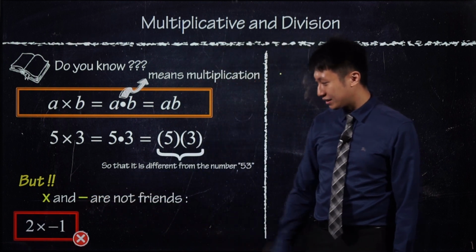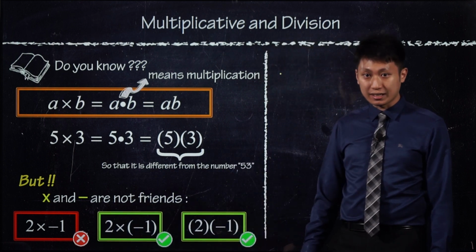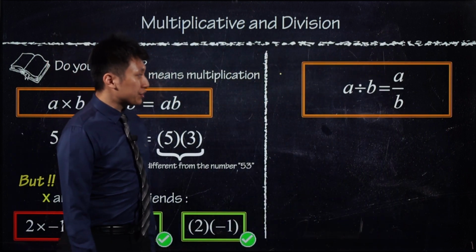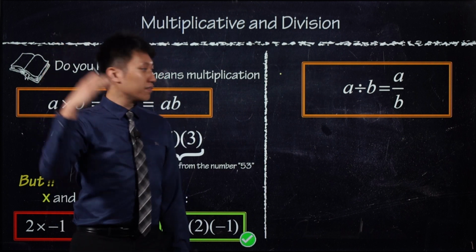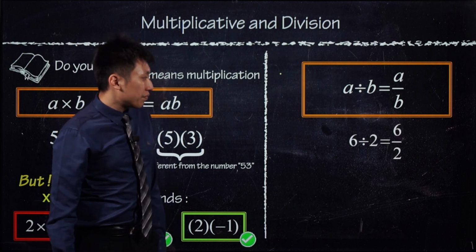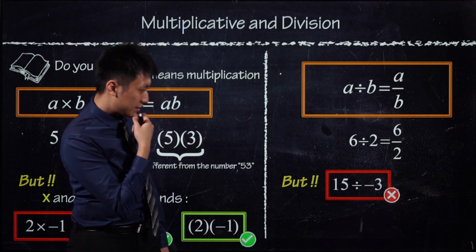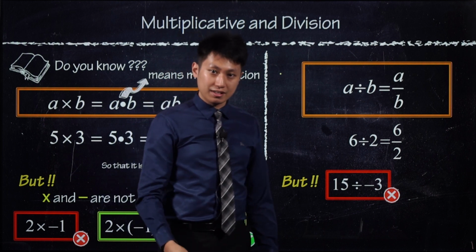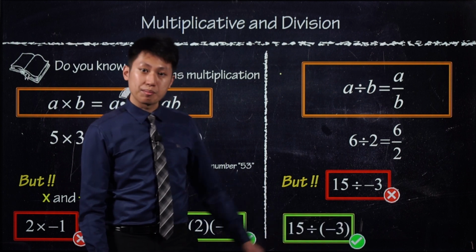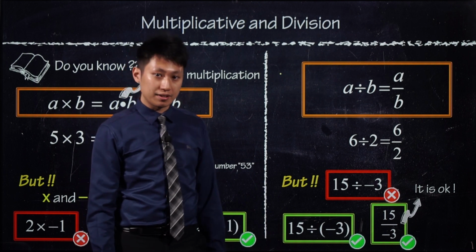Next. Times and minus are not friends, so you can't put them together like this. You gotta have a bracket. A bracket like this is also acceptable. Next, division. A divided by B you can write as A on top and B below. Separate them in different islands. 6 divided by 2 is this one. You can write in this way. And also this, 15 divided by 93. They are not friends. Cannot put them together, so it's not okay to write in this way. You can write this with a bracket, that's fine. And you can put top and bottom. This is okay.